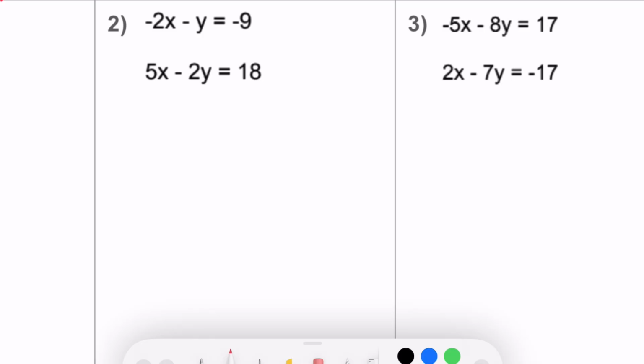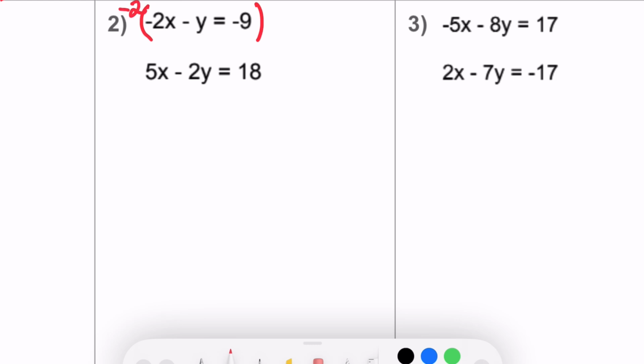For question 2, I would eliminate the y values because they both are negative. Either way, you know what? Either is fine. It's like personal preference. I could show you how to eliminate the x or how to eliminate the y, but I think I'm going to just eliminate the y because I only have to manipulate one equation. So I would just need to make that a positive 2y, and I would need to multiply everything by -2.